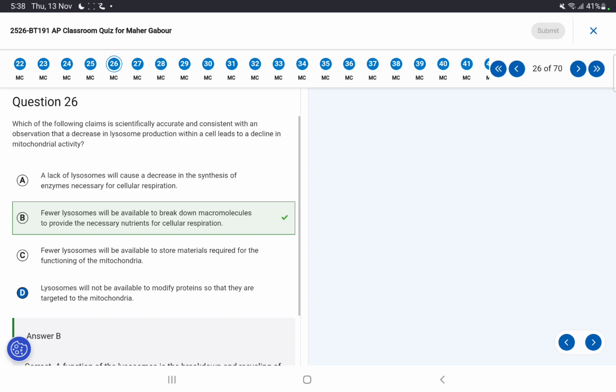Okay, so that's the effect of decreasing the lysosome production. Less lysosome production means there will be fewer lysosomes actually available to break down the macromolecules to form the nutrients. With fewer nutrients, there will be less mitochondrial activity because there will not be as many nutrients for the mitochondria to actually undergo cellular respiration, which is the mitochondria's actual function.